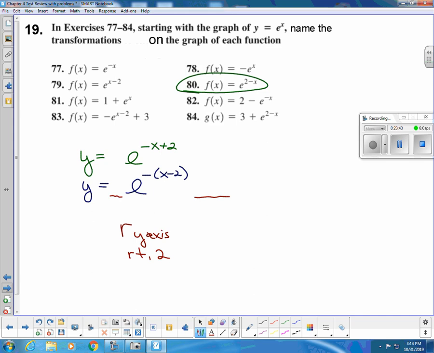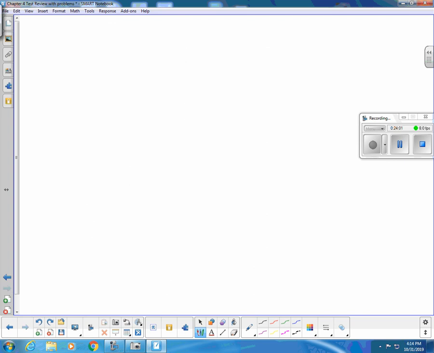Okay, if it's happening outside, it is vertical. If it's happening inside, I'm going to rewrite that again, it's horizontal. But if you have a negative with your x, please factor it out. And then, guys, that is it.